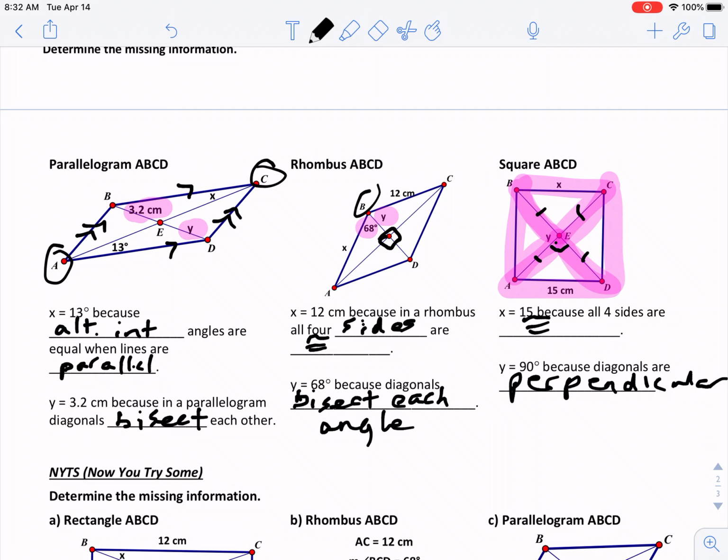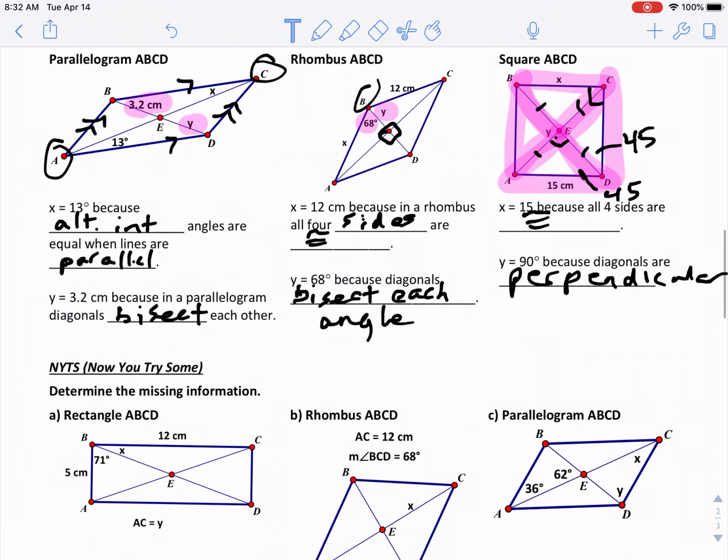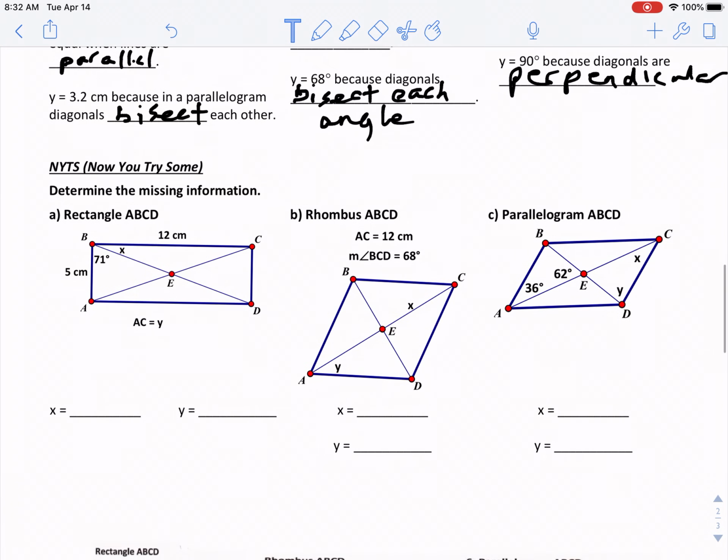The other cool thing is that since each one of these diagonals cuts it in half, what would normally be a right angle in the corner is split up into 45 on top, 45 on bottom. So there's a lot of equivalency in each square that you see there. I find that pretty cool. Last ones down here are the now you try some.